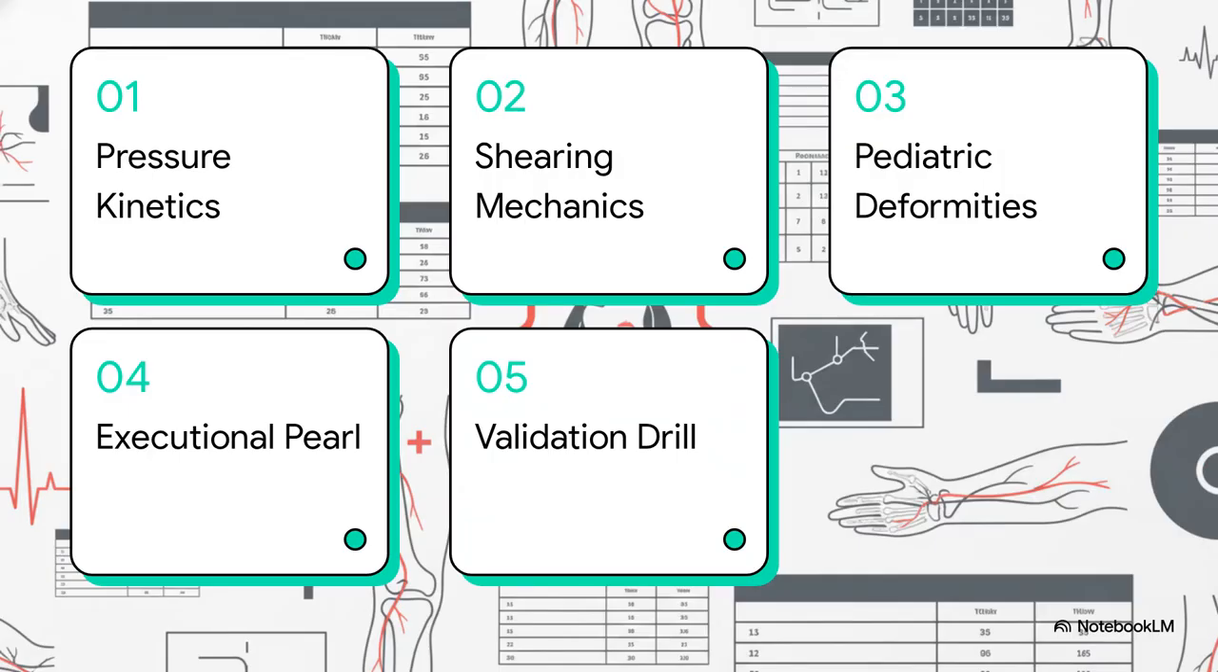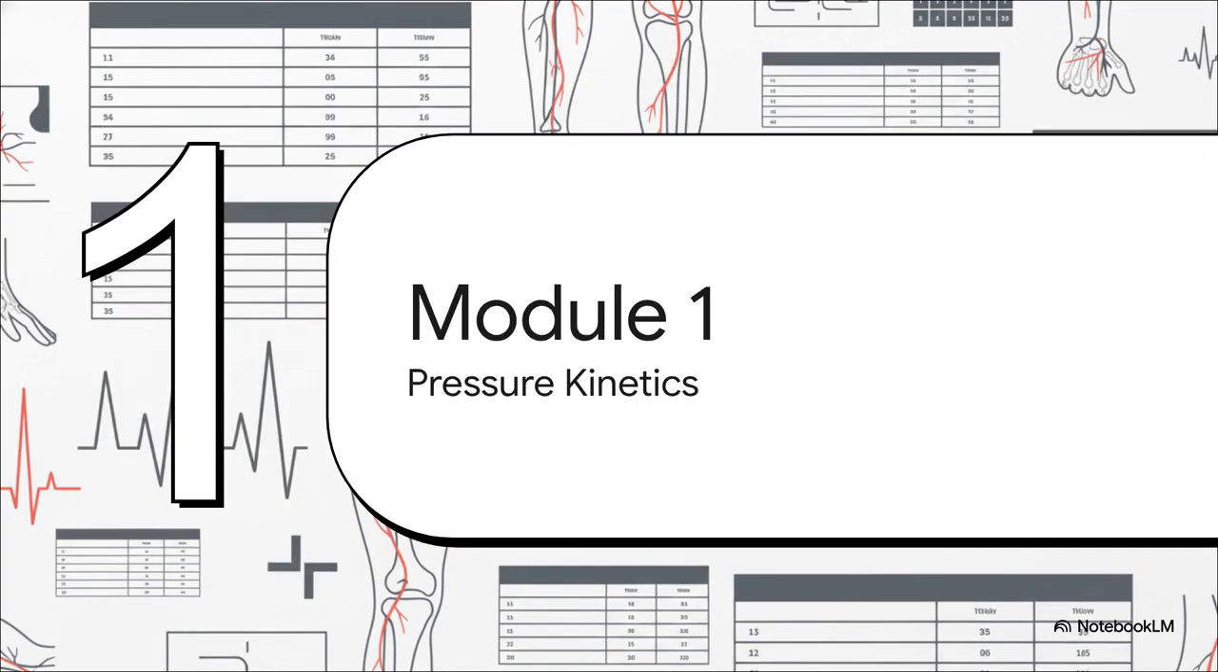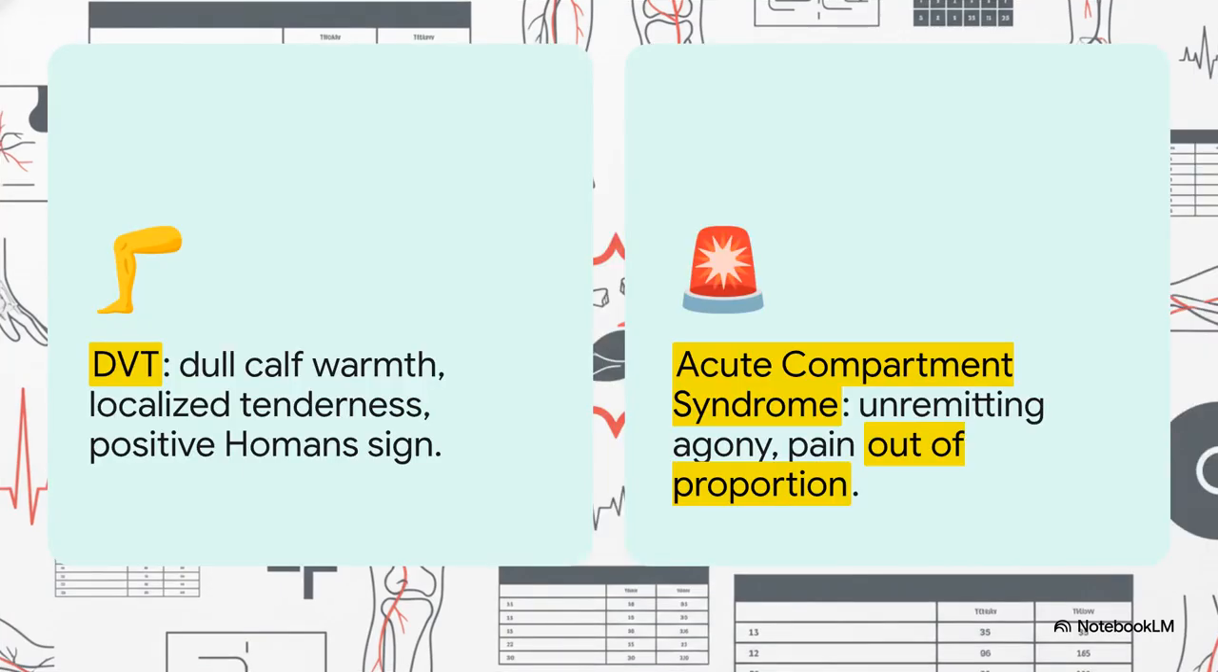We'll be hitting Module 1, Intragomal Pressure Kinetics, Module 2, Neurovascular Shearing Mechanics, Module 3, Pediatric Fracture Physics, Module 4, the Executional Pearl, and wrapping up with Module 5, a mandatory validation drill. All right, Module 1, Intragomal Pressure Kinetics. So we start at what we call the judge's bench, with a classic 50-50 dilemma.